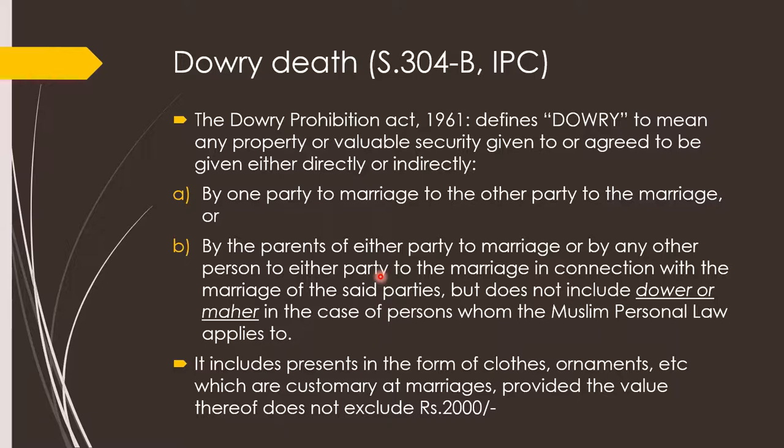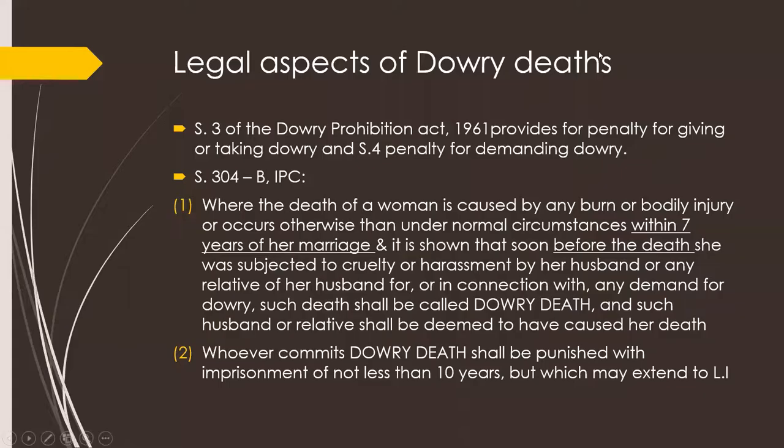And the valuable property or security should be having a value of more than 2000. Section 3 of the Dowry Prohibition Act 1961 provides for penalty for giving or taking dowry, and section 4 for the penalty for demanding dowry.